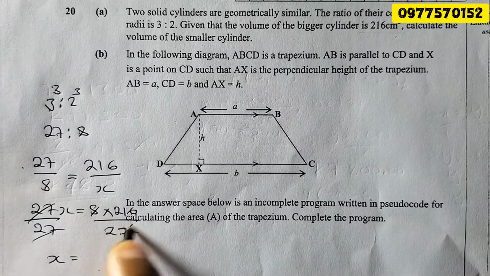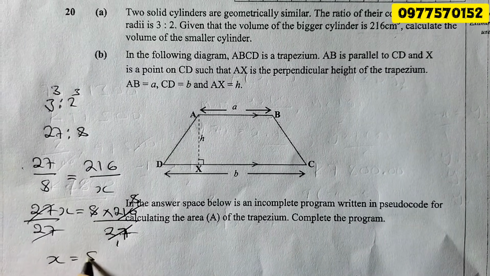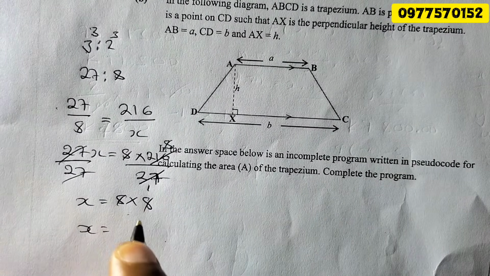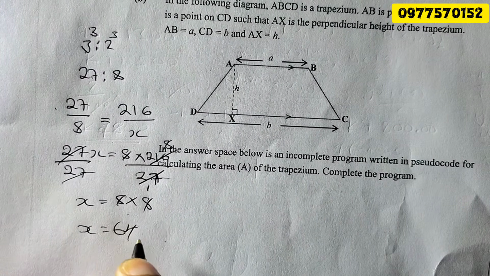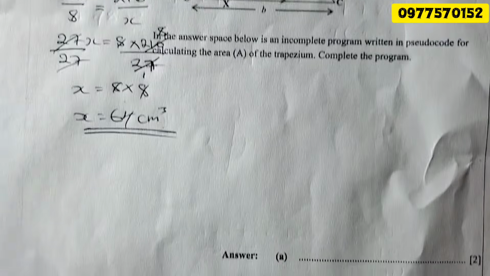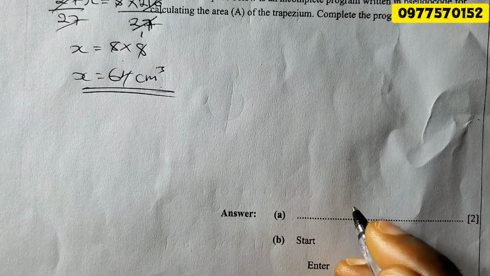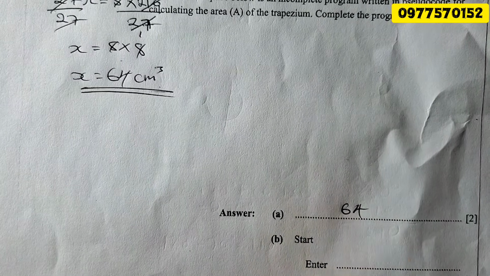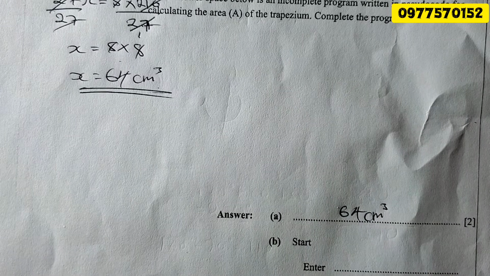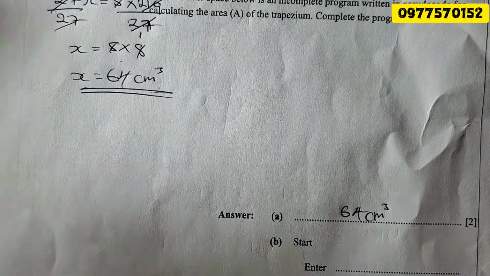So it's 8. So this one here is 8. So here we have 8 multiplied by 8. Then x is giving us 8 times 8 is 64 cubic centimeters, and this is the final answer. Then you go to the answer space provided here and just write 64. You write your answer 64 cubic centimeters here. Then that's it. So let's go to the next question.